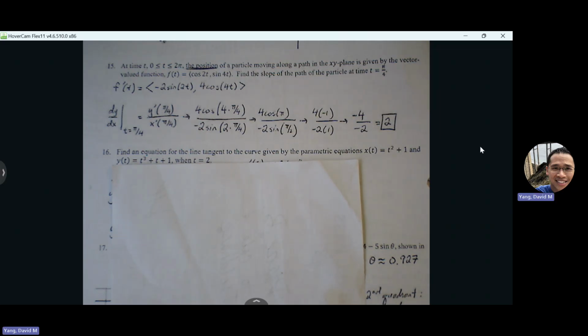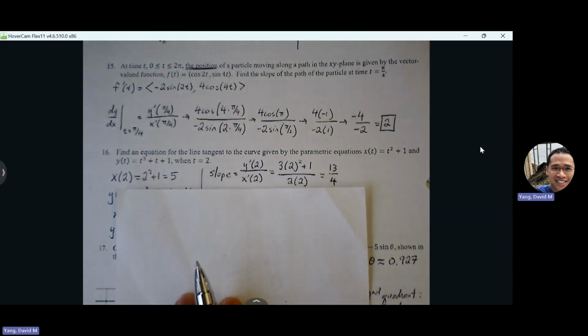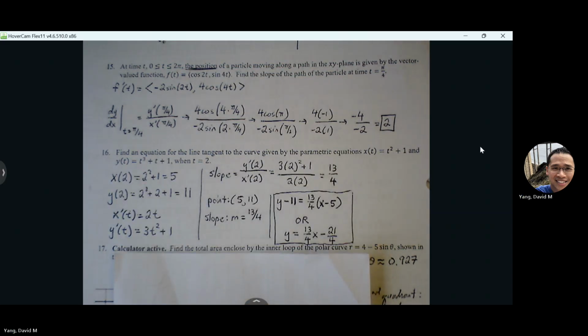All right, find the equation for the line tangent to the curve given by the parametric equations. So we can plug 2 in for x, plug 2 in for y, get the ordered pair, create our slope, which is y prime over x prime. Replace all the t's with 2, get our numeric slope value, and then finally end with point-slope form.